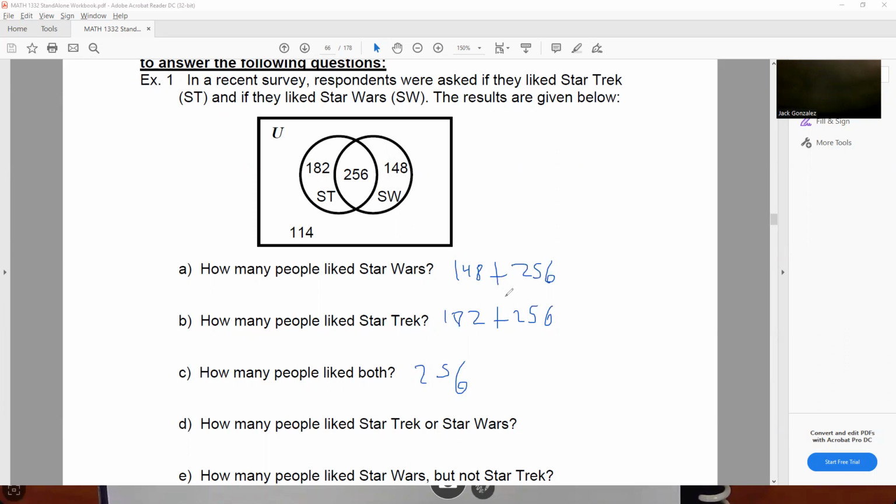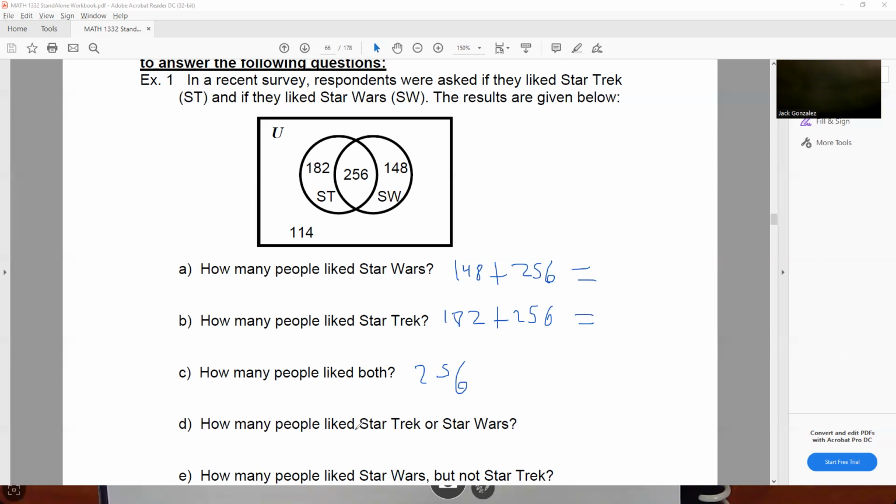So this part made sense, right? They didn't want it to be added up. Yeah, just add them up. So this is people that only like Star Wars. So the people that like Star Wars would be like 4. That's what it'll come out to.